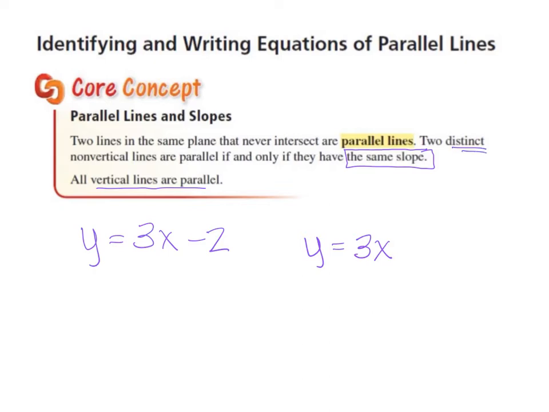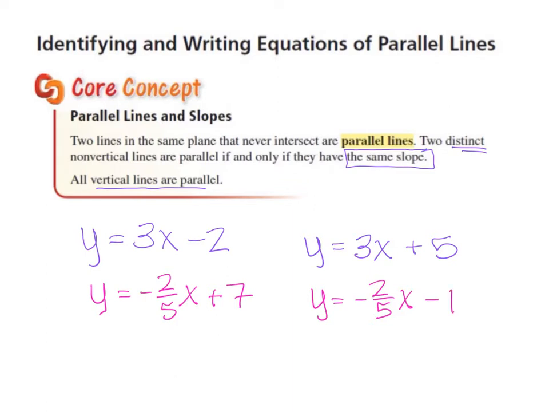They have to be distinct lines. It can't be the exact same line, right? So 3x plus 5 would be parallel, right? Or one more example. What if I had y equals negative 2/5 x plus 7, right? My parallel line is going to be y equals negative 2/5 x, right? The slope, the part in front of x, is the same, but my y-intercept has to be different, maybe minus 1, right? Okay, so they have to be distinct lines also.